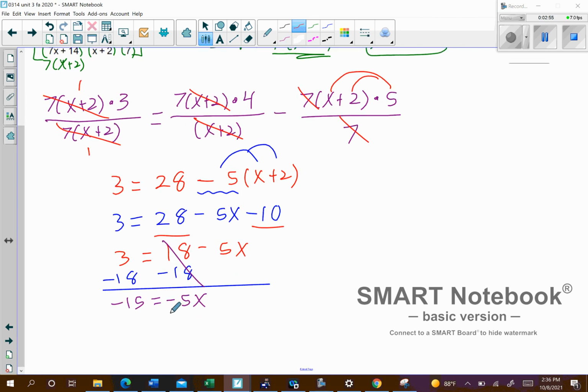And the last thing we do is divide by negative 5. And so we'll get x equals positive 3 in this case because the negatives cancel out. And we're left with x equals 3.